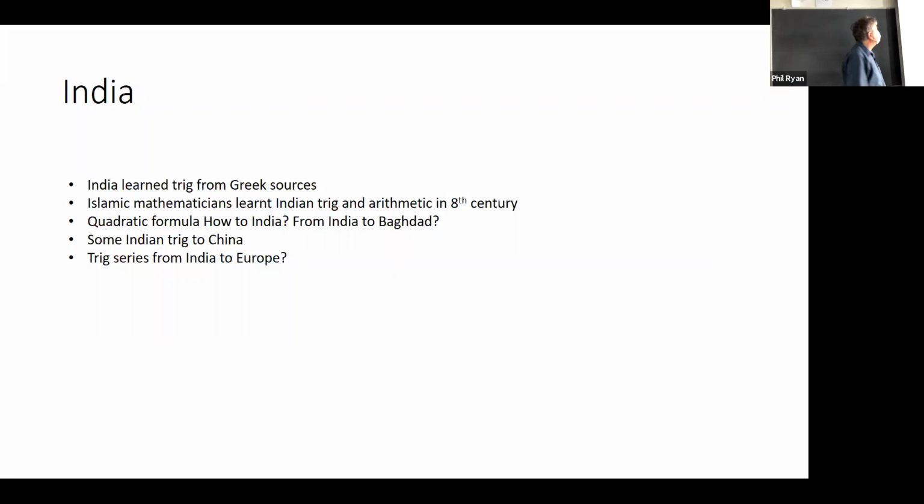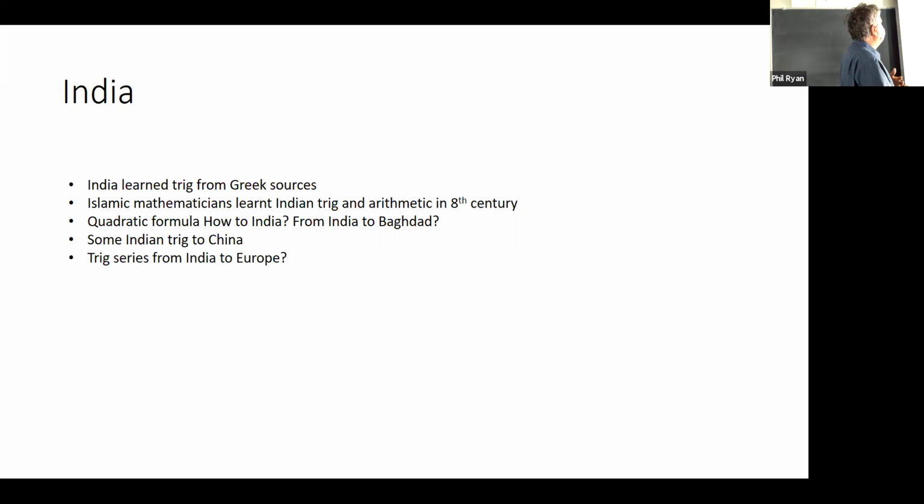India. So again, that's another fascinating thing. So we've seen how India learned trig from Greek sources, particularly the works of Hipparchus. That sort of came along when Alexander the Great did his trekking along. And we definitely know that Islamic mathematicians learnt Indian trig and arithmetic in the 8th century. We know of visits of Sanskrit scholars to Baghdad in around 780.